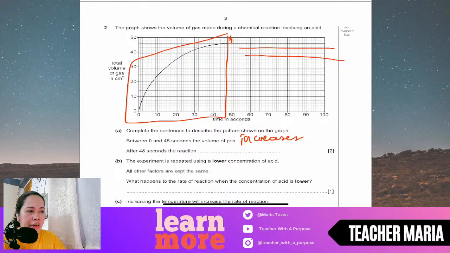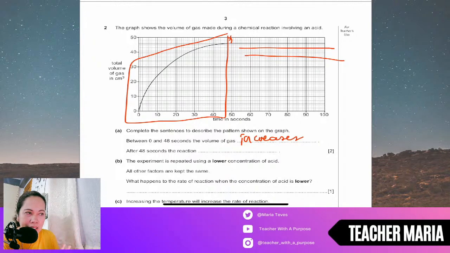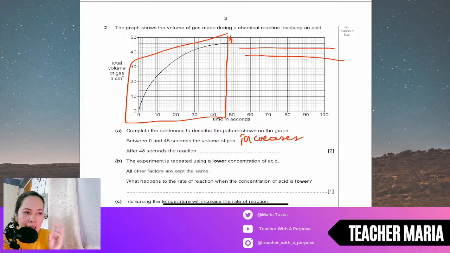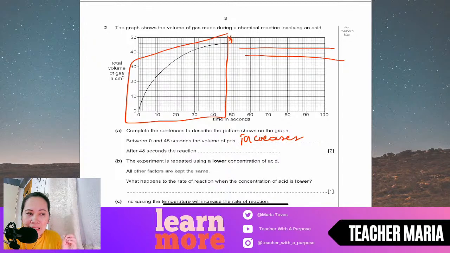Okay. All right. So this part of the graph is increasing while the rest of your graph is constant. The first question is, you are asked to describe what is happening between 0 to 48. So it is increasing, or you could also say it's going up. That's not a problem, because you're only asked to describe. So between 0 and 48, the volume of the gas increases. After 48 seconds, the volume of the gas did not change, it's constant. So the reaction stops.